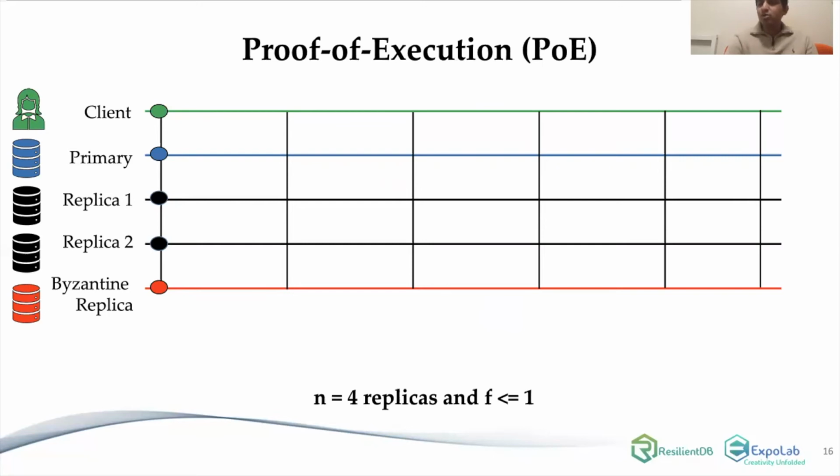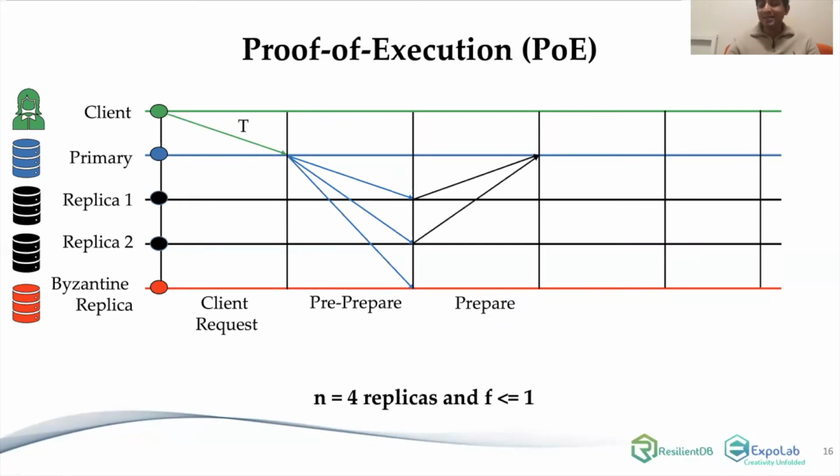And PoE is also a primary backup protocol. The client sends its request to the primary, and what the primary does is that it again assigns a sequence number and sends this transaction to all other replicas. Till now, we're exactly like PBFT. Now, at this point in time, every replica creates a threshold share, and they send this threshold share to the primary. Now, the primary collects these threshold shares.